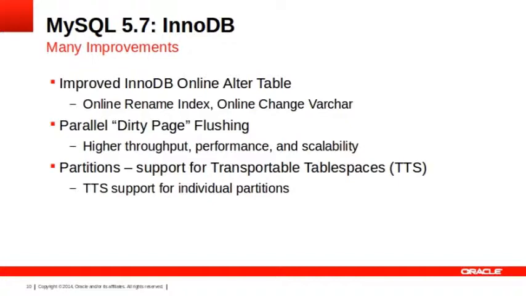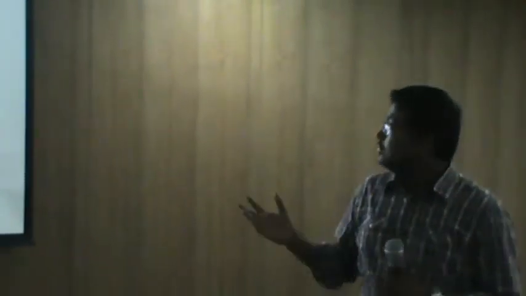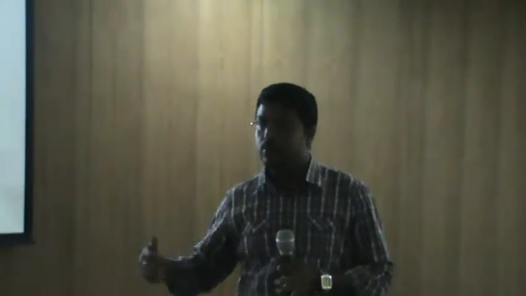One is rename index, meaning one can rename the index online, and one is online change of the varchar size. Earlier, we couldn't do this on an online basis. We had to stop all the running queries, apply the change, and then start the queries again. So that's basically an availability issue. Now the user can change the field size, the varchar size, whatever he wants, but simultaneously he can execute queries. But there is a limit on changing the size: 0 to 255, this is the limit basically.